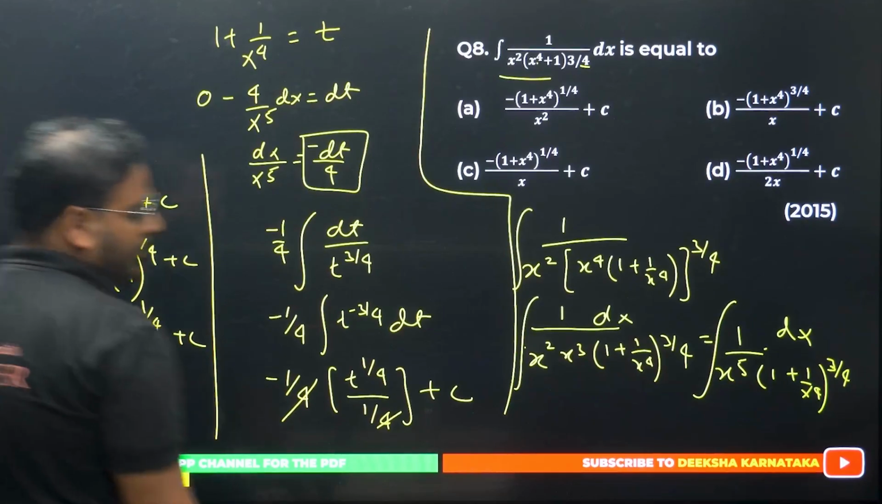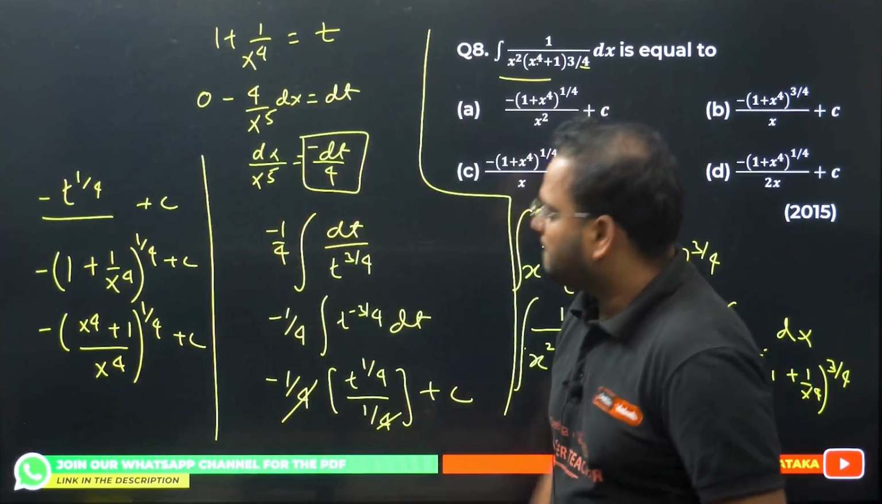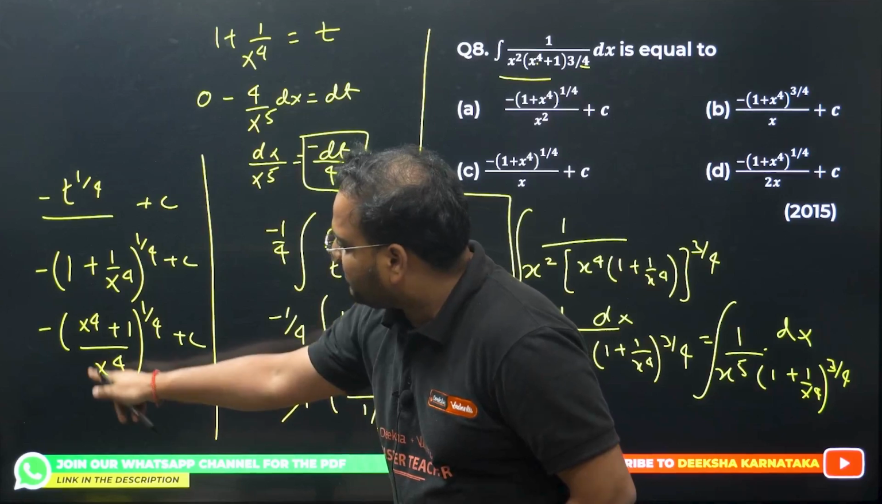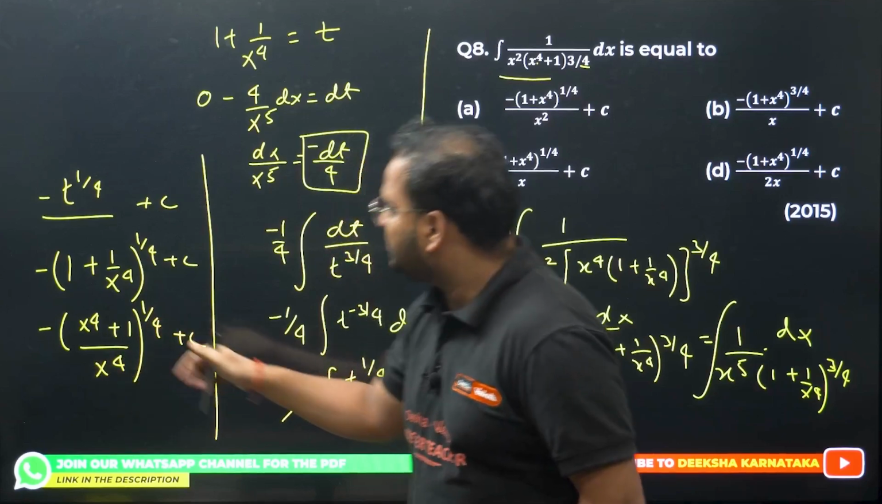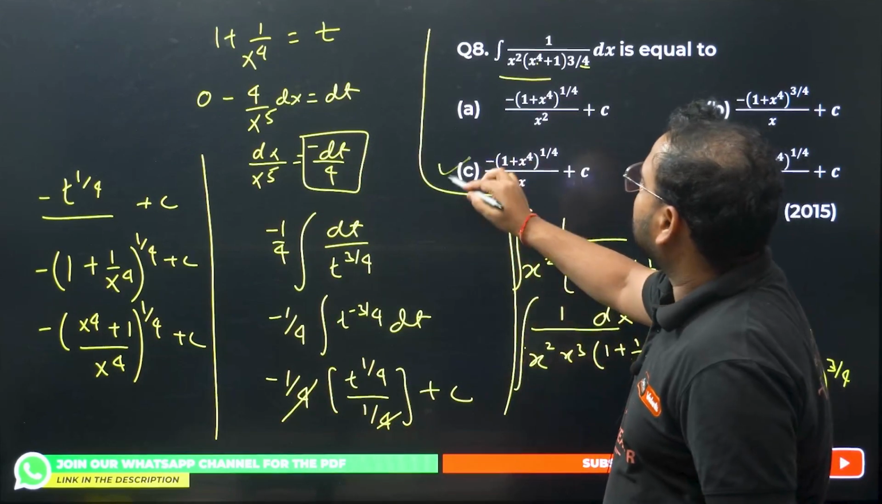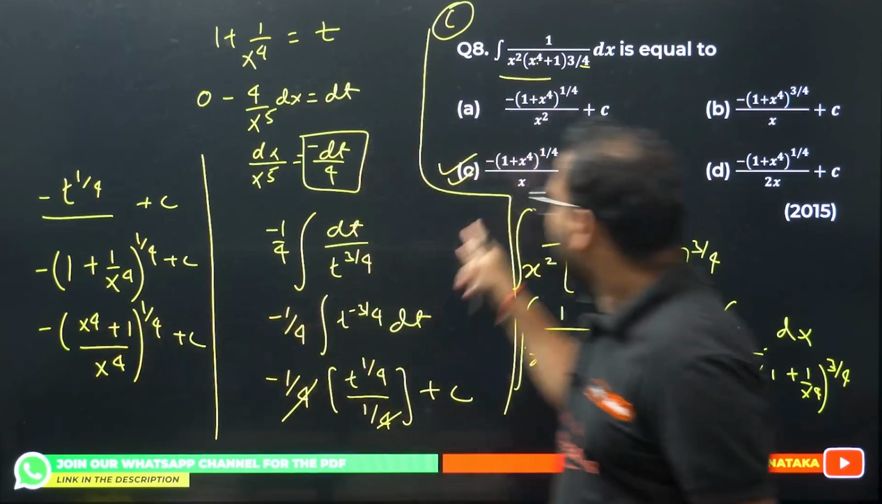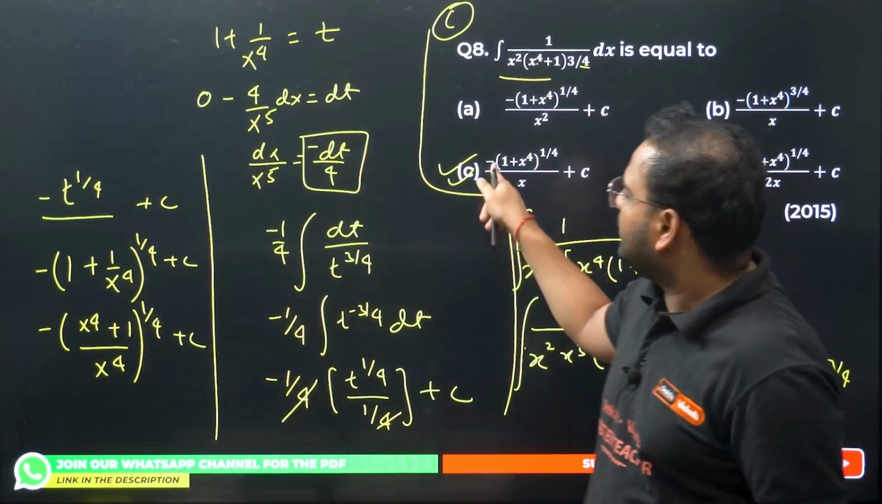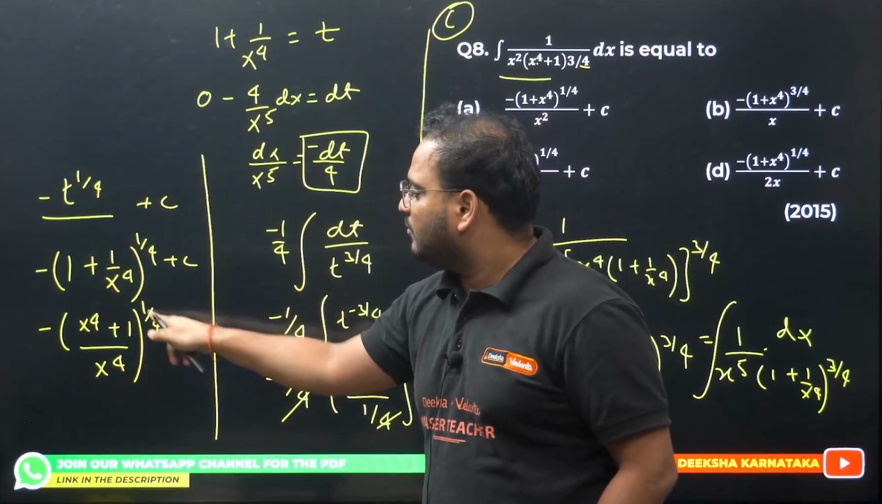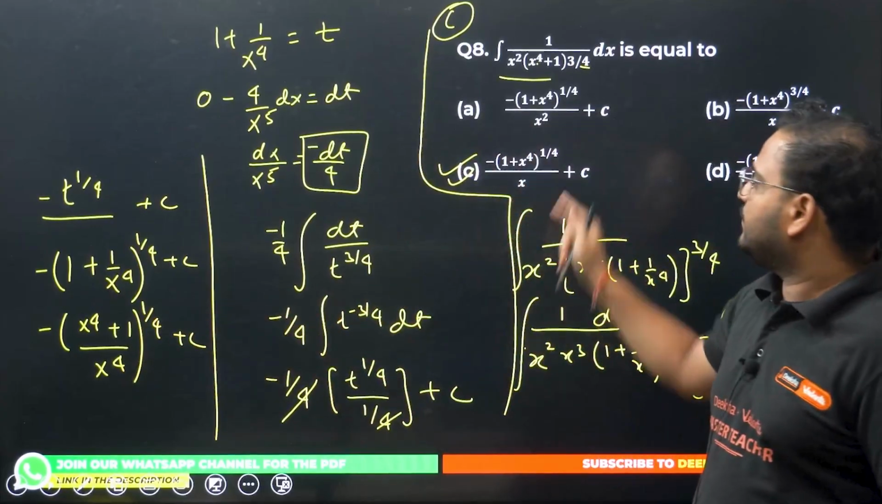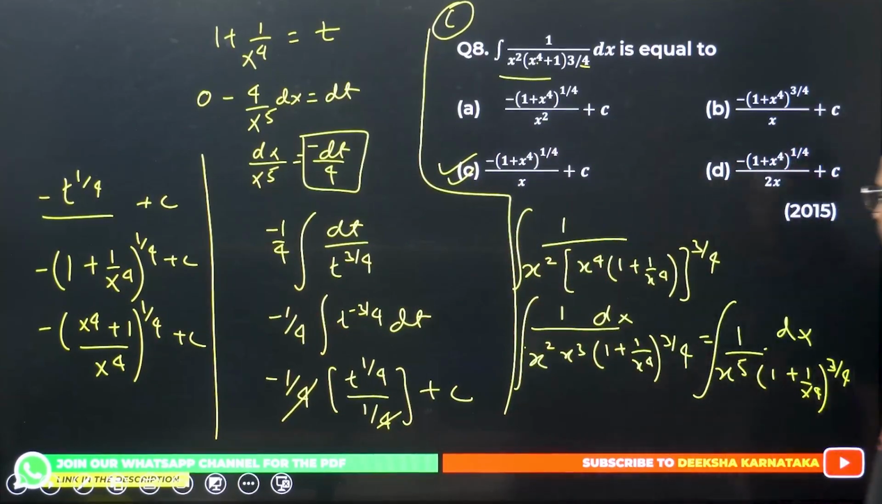If you want to make this independent of the denominator, you can take it separate, right? Because you have the power 4 here, and here also power 1 by 4 is there. So basically option C is correct. Compare now. X power 4 plus 1, the power 1 by 4 with a minus sign, and x power 4 with 1 by 4 will become simply x plus c. Option C is correct.